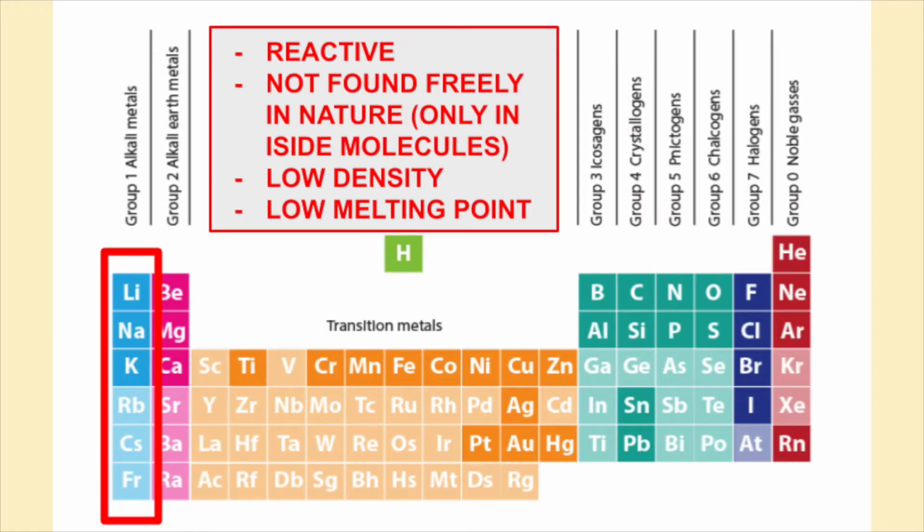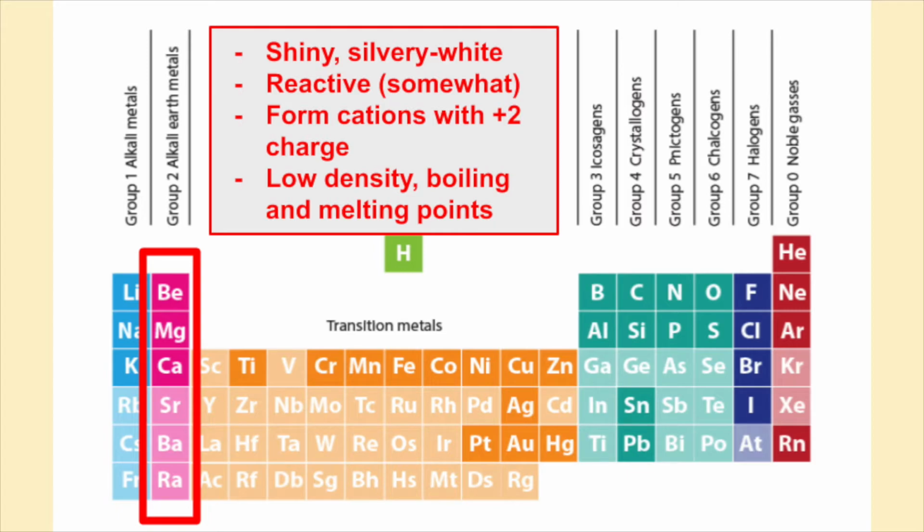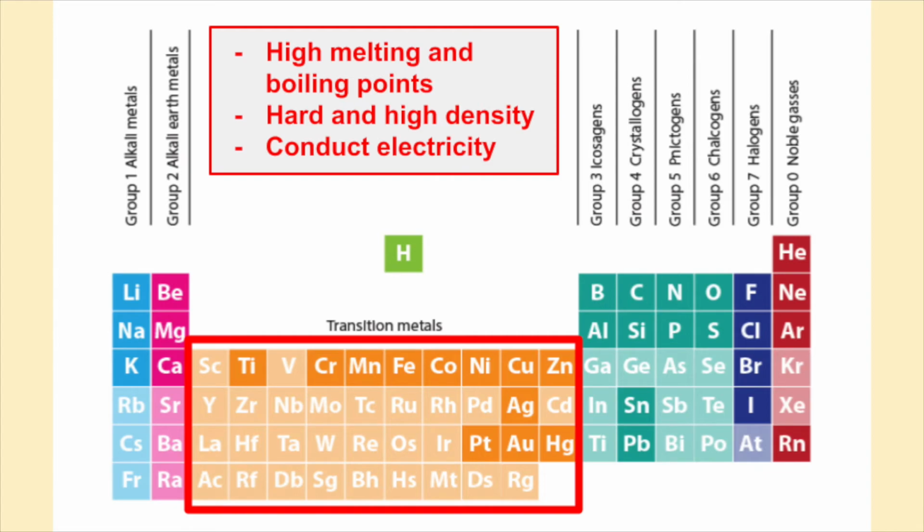Characteristics. Alkali metals are reactive, not found freely in nature, low density, and have low melting points. Alkaline earth metals are shiny, reactive, form cations with +2 charge, are low density, and have low boiling points and melting points. The transition metals have high melting points and high boiling points. They are hard and high density, and they conduct electricity.